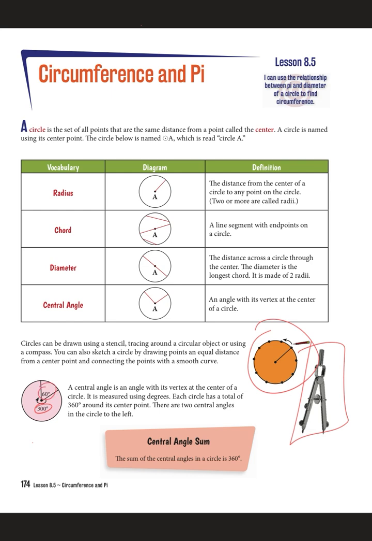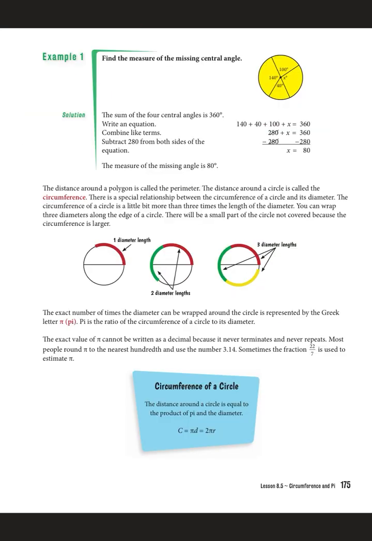Central angle sum, in the orange box here: the sum of the central angles in a circle is equal to 360 degrees. All right, on to the next part. Up there at the top, in example number 1, it says find the measure of the missing central angle. Make sure you pause it, because we're going to go over a couple of these in the tiered lesson. But it's a good idea for you guys to stop and look at these examples and study them a little bit so you understand what's going on.